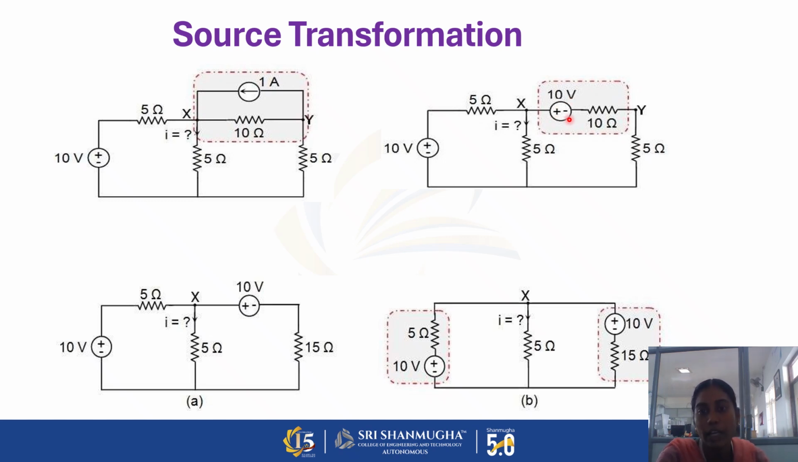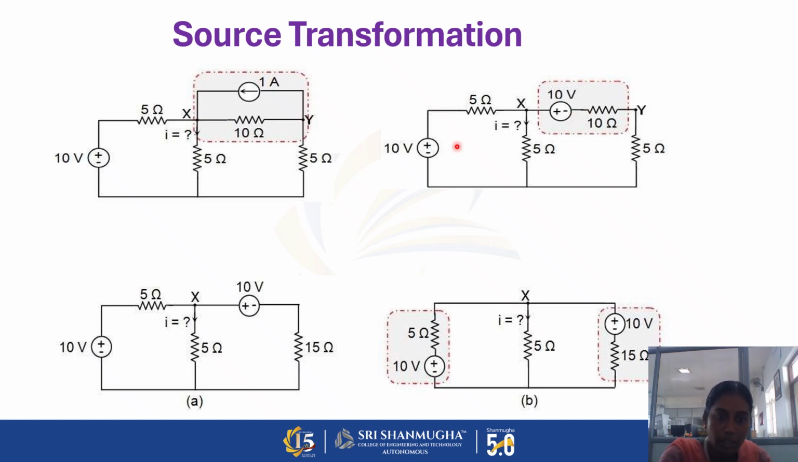So the voltage value here is 10 volts. For the polarity in a current source, the head of the arrow is taken as positive and the tail of the arrow is taken as negative. So the polarity is also easily identified by using this symbol. This is the current source symbol. In this symbol, the head denotes the positive and the tail denotes the negative for the voltage source transformation.